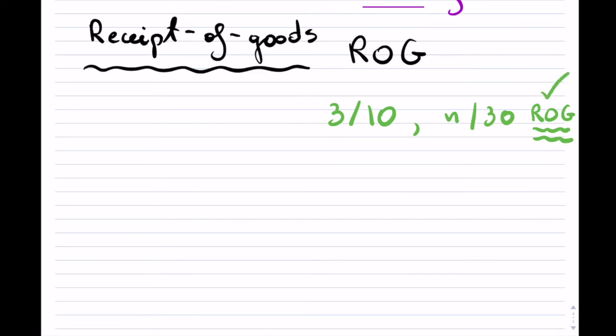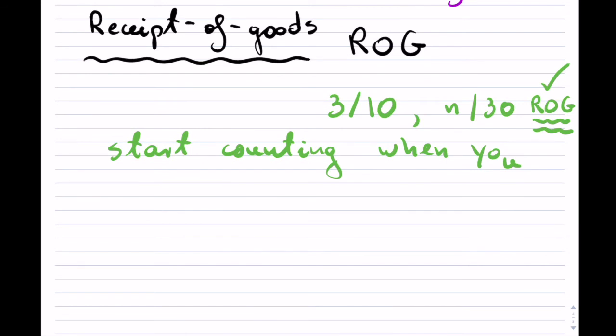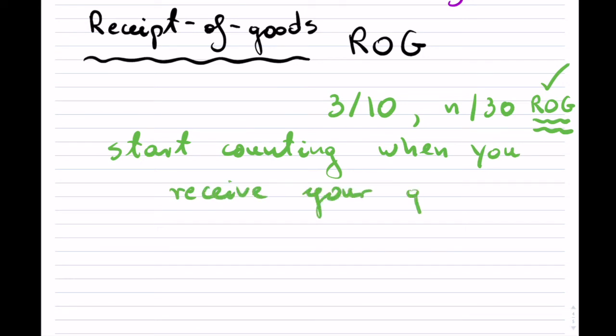If they do this on the invoice, what this actually means is that you start counting when you actually receive your goods. So your invoice date gets moved. Start counting when you receive your goods, which kind of makes sense. If they're coming from far, far away, you don't want to necessarily pay until maybe you have received your goods. So they won't start counting until you receive them.